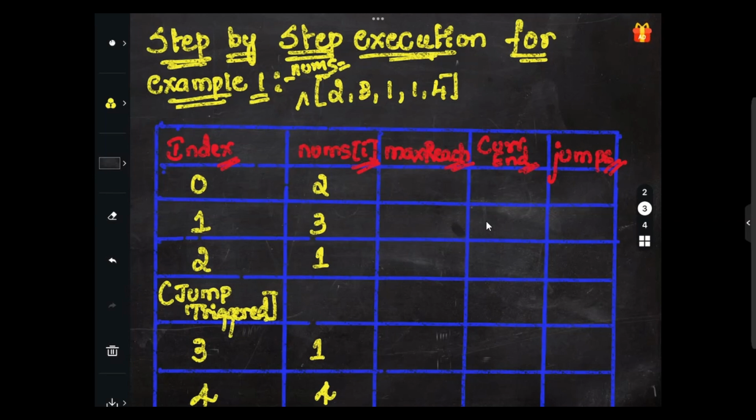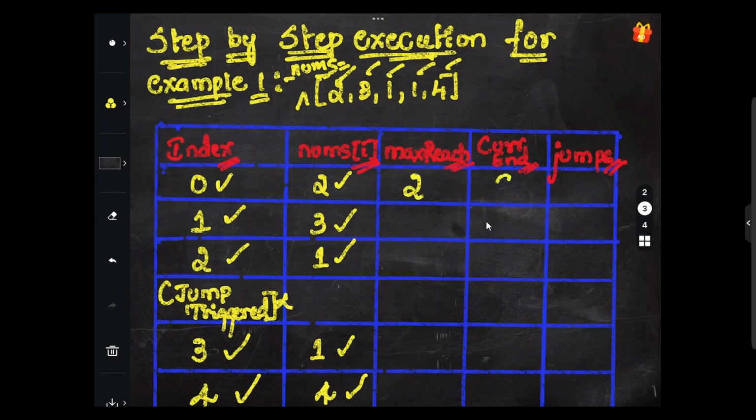So that's what here in this case, let's fill the table. Here this is nothing but index here, 0, 1, 2, 3 and 4. Here this is array elements, 2, 3, 1, 1, 4. Nums of I is nothing but iteration. First 2, second 3, third one is 1, fourth one is 1, and fifth one is 4. So max reach here in this case, it will be 2, right? We can either go 1 or we can 2. This is 2. Current end will be 0 initially, and the jumps will be 0 as well.